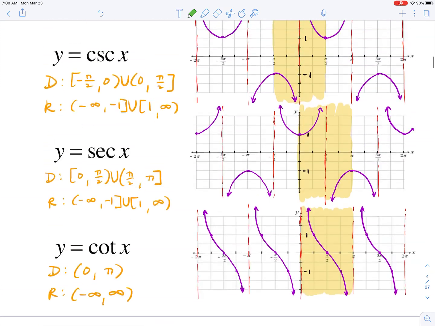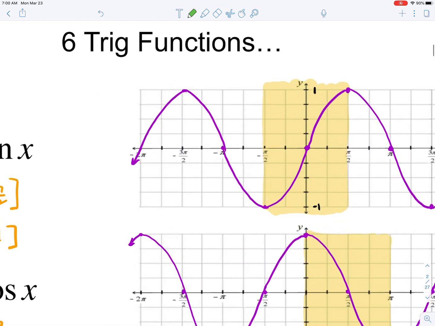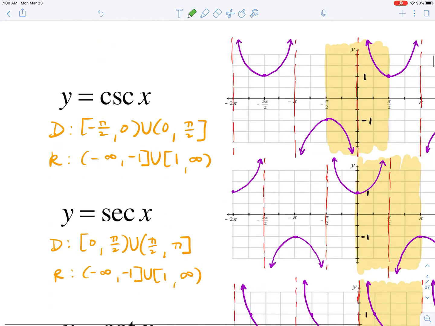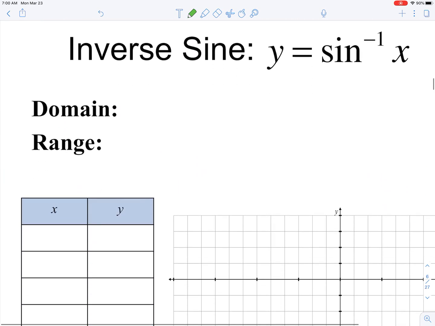Now, going back up here to sine, the domain over which sine is one to one is negative pi over 2 to pi over 2, and the range of sine is negative 1 to 1. Remember, for inverse functions, the domain and the range flip-flop. So that means the domain of inverse sine is negative 1 to 1, and the range is negative pi over 2 to pi over 2.